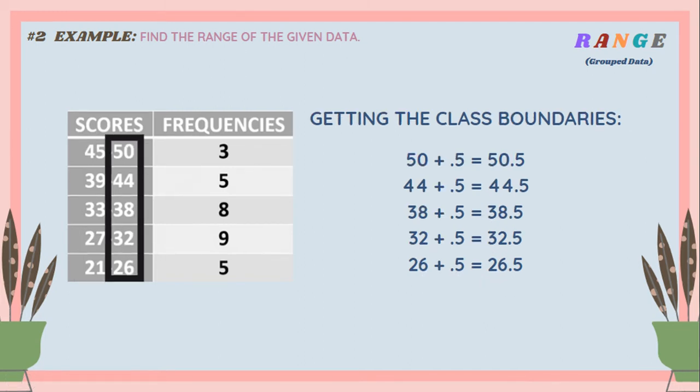And then we will get also the class boundaries for the higher class limits by adding 0.5 to each one of them. So 50 plus 0.5 is equal to 50.5. 44 plus 0.5 is equal to 44.5. 38 plus 0.5 is equal to 38.5. 32 plus 0.5 is equal to 32.5. And then 26 plus 0.5 is equal to 26.5.